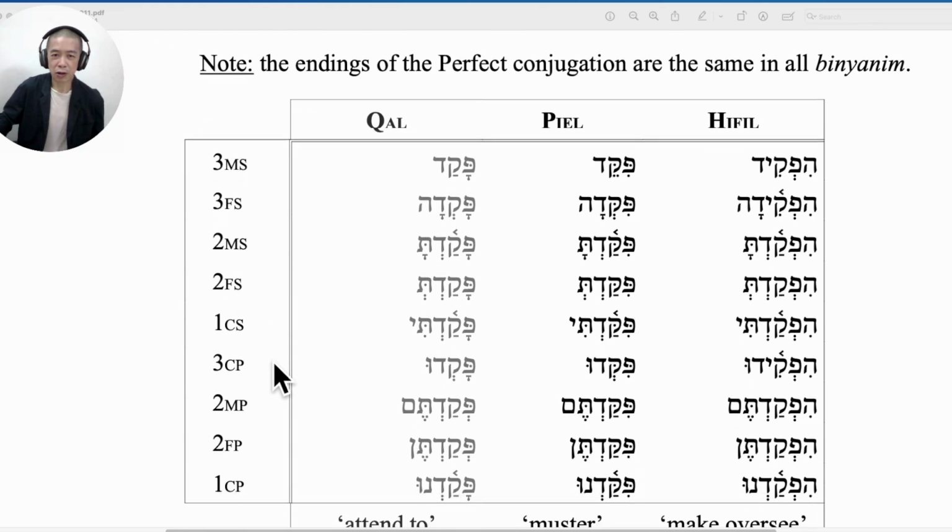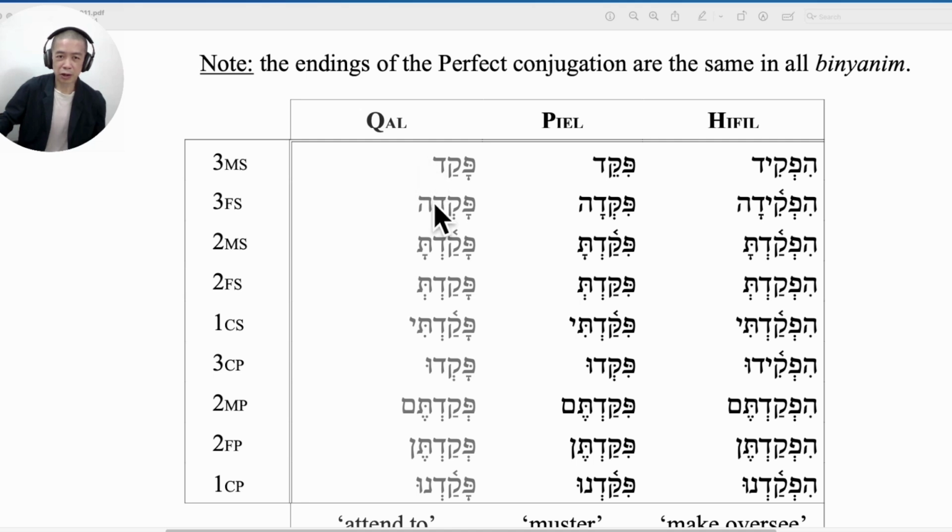Please take note that the endings are the same for Qal, Piel, and Hifil. The perfect endings. In the third person masculine, there's no ending because we read Hebrew from right to left. So the beginning of the verb will be on the right side, the end of the verb will be on the left side. And in the third person masculine, there is no ending at the end of the verb.